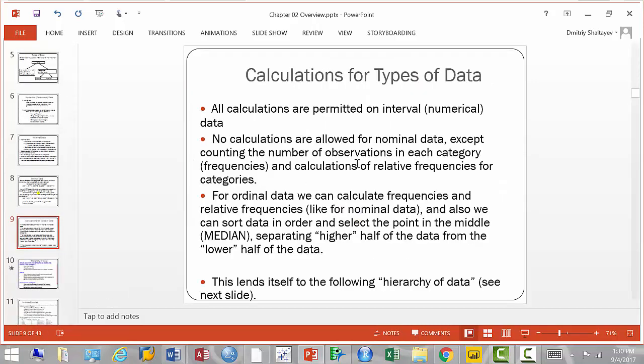Okay, calculations. Numerical data type, we discussed, all calculations are permitted as long as they make sense, right? So it's highly privileged from that standpoint. Nominal, nothing is allowed. None of the stuff that we discussed for interval data is allowed, except you can compute how many observations are in each category and what percentage they represent out of total responses. And for ordinal data, the only thing that we can compute is the median. Let me illustrate the median.